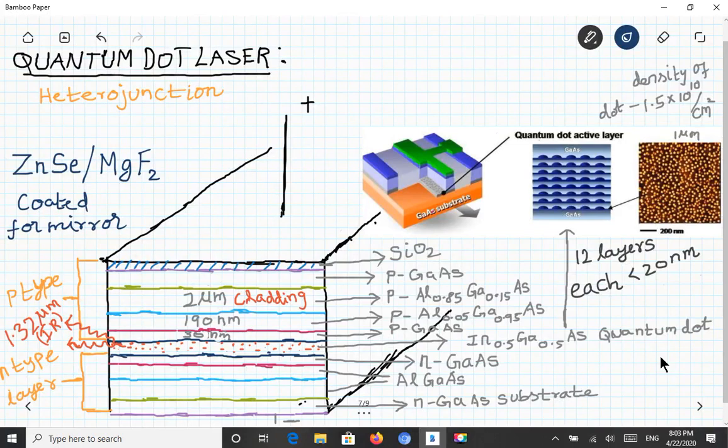So we are going to see today's topic as quantum dot laser. Quantum dot laser is the heterojunction laser which consists of multiple layers as P and N type. If you see the P type, you will be having almost 4 layers, and in N type you will be having the same 4 types of layers. And in the middle of P and N type you can see the quantum dot structure here, which is the active medium for this laser.